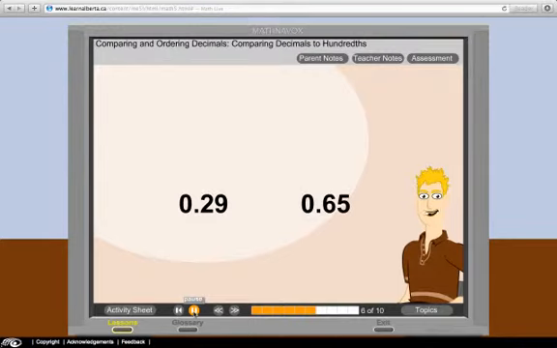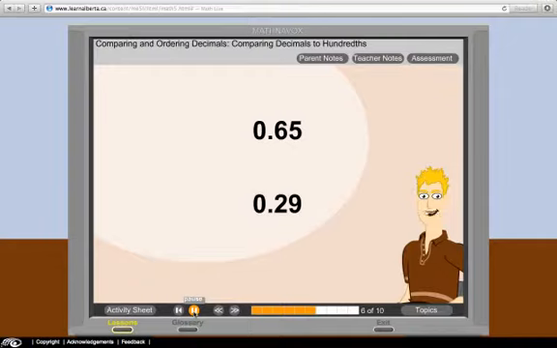Let's compare these numbers by looking just at the digits. We'll compare the numbers starting from the left with the greatest place value. Because both numbers have a 0 in the ones place, we don't yet know which number is greater. We have to move on to the next place value. When we compare the tenths in both numbers, we see that the first number has 6 tenths, and the second number has only 2 tenths.